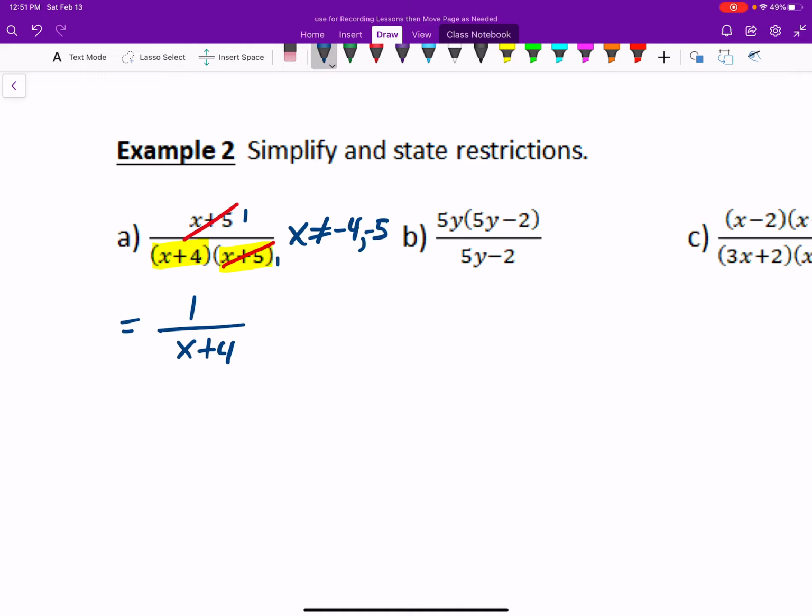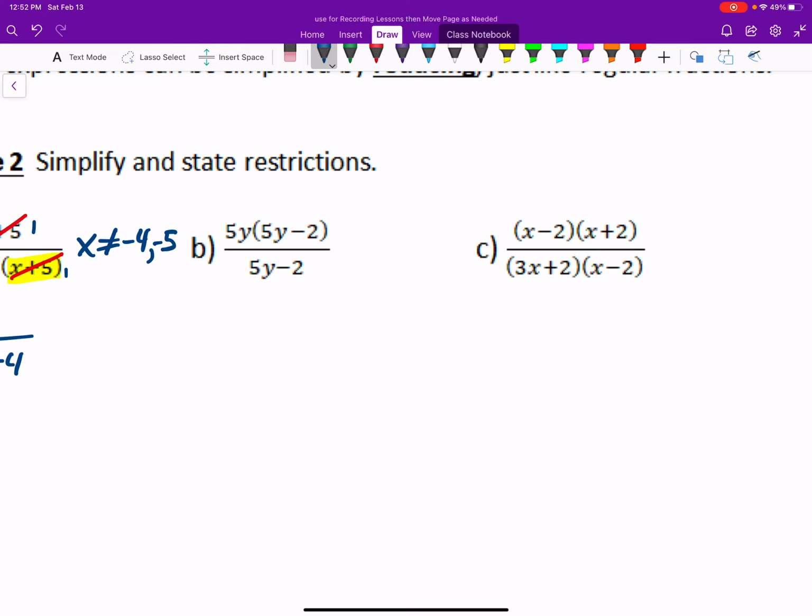So there's two restrictions. Even though we cancel out the x plus 5, we still have to put the restriction down for it, because if at any point we have the problem with division by 0, then the whole question is going to be an error. So even though at the end it's canceled out, we still had it at some point, so we'll have the restriction there. So that's why I usually like to start with the restrictions.